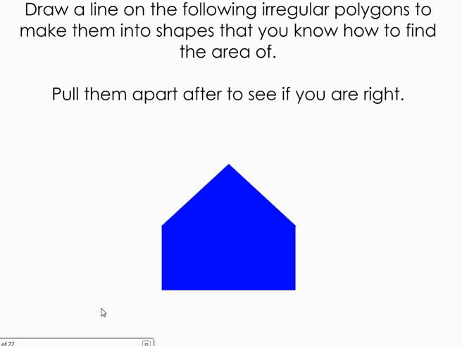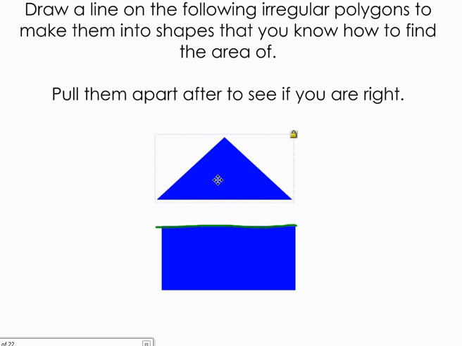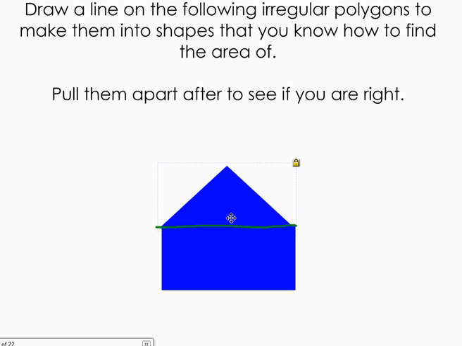Let's take a look at this shape. You can split it up a couple different ways. One of the easiest ways would be to take the top off. And if you can't move it, you essentially would draw a line across there, dividing it into a rectangle and a triangle. So here, I can move that up. I have a rectangle and a triangle.